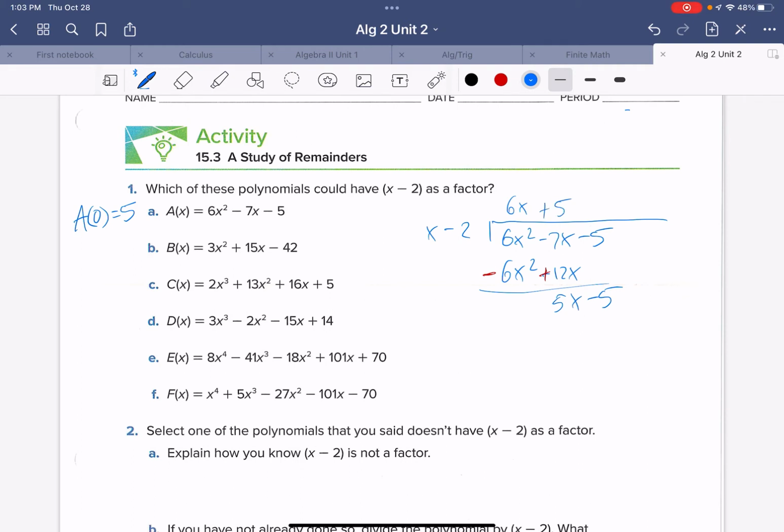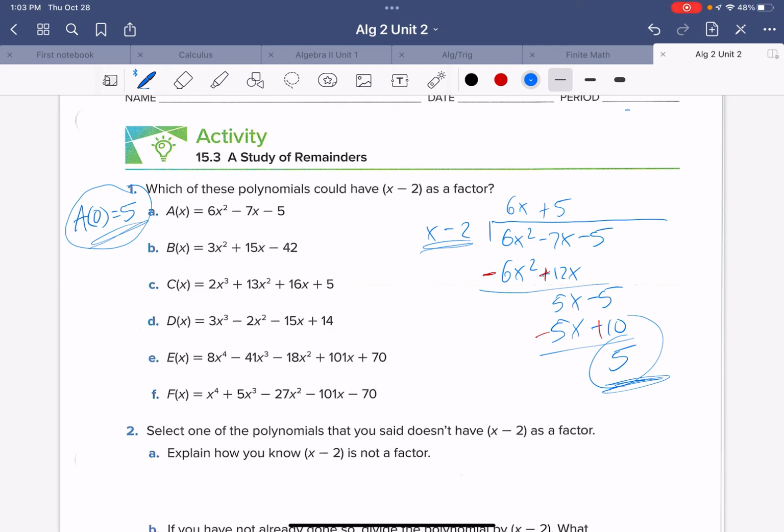And 5 times x is 5x. 5 times the 2 would be minus 10. Switch colors, subtract. Subtracting a negative is adding. So then we get 5. So that's significant. That's the remainder. When I put 0 in, I get 5. When I divide by this to see if it's a factor, my remainder is 5. That's what the remainder theorem says.